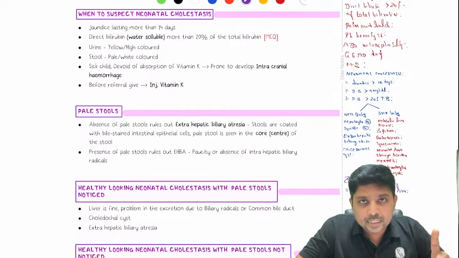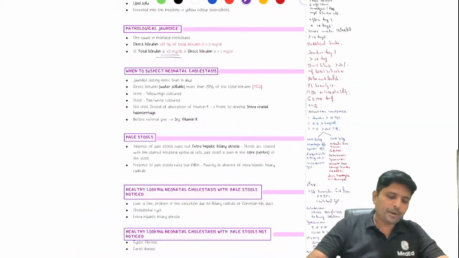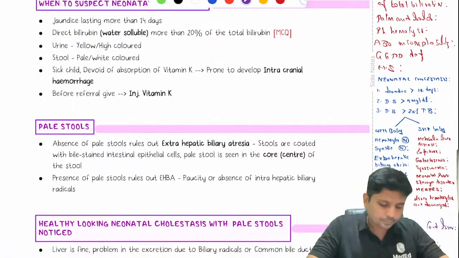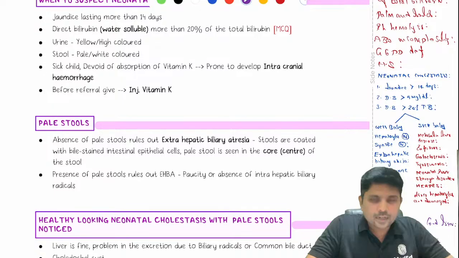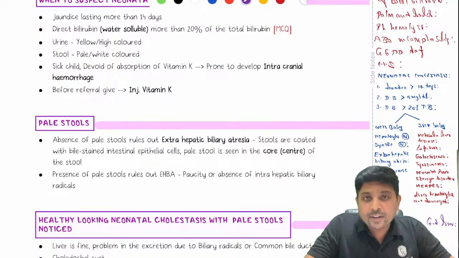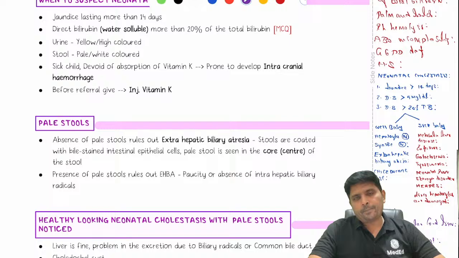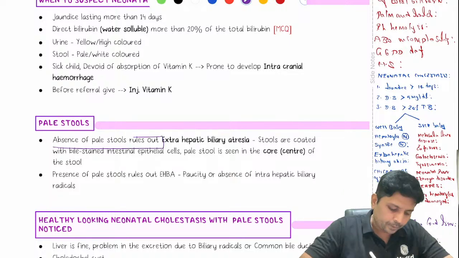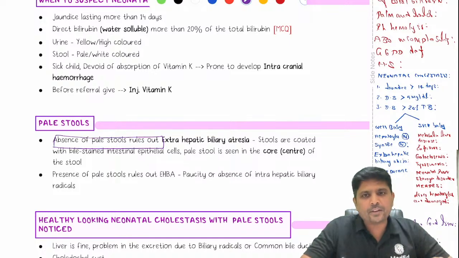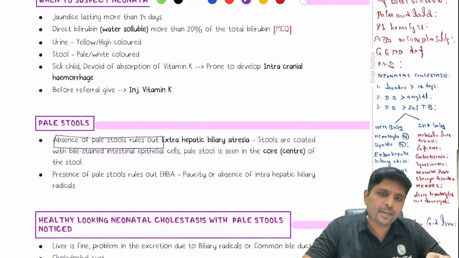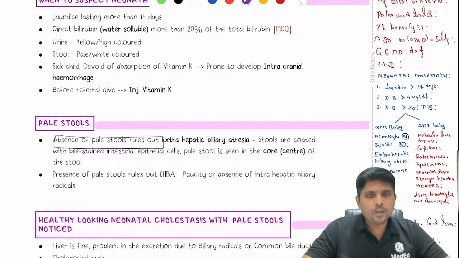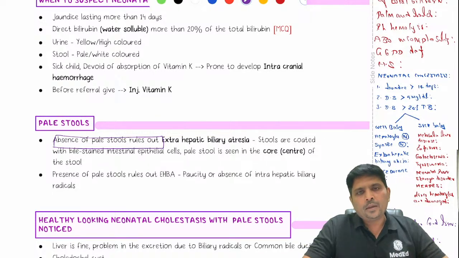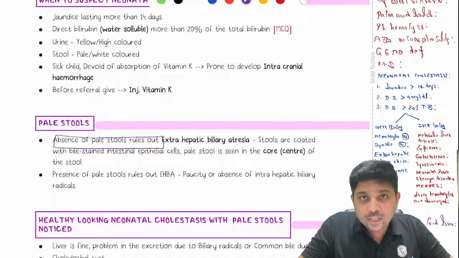And remember, in extrahepatic biliary atresia, because of absence of bile, staining of the stool, it leads to pale stools. Usually pale stools is suggestive of extrahepatic biliary atresia, but at times it can be due to some staining. So usually you need to cut the stool and see whether the inner core part of the stool is yellow or not.